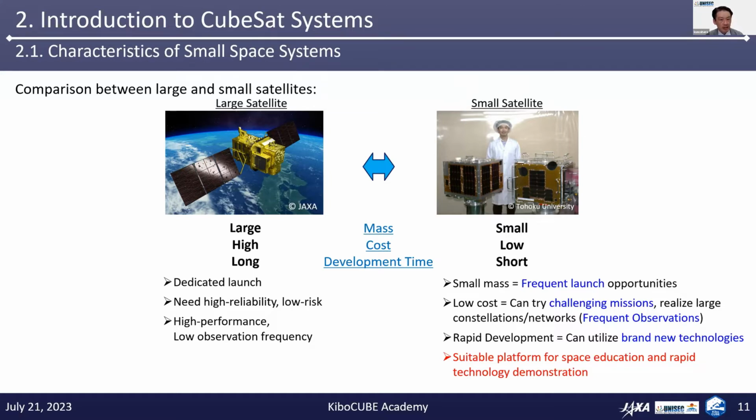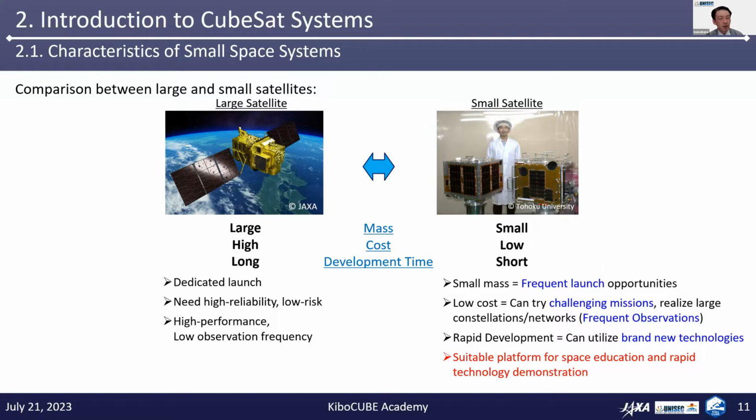On the other hand, thanks to the characteristics of small satellites, there are several key benefits, summarized on the right side. First of all, the small mass means frequent launch opportunities. You can launch many of them by a single launch, and you can also launch them as piggyback satellites together with the main large satellite.